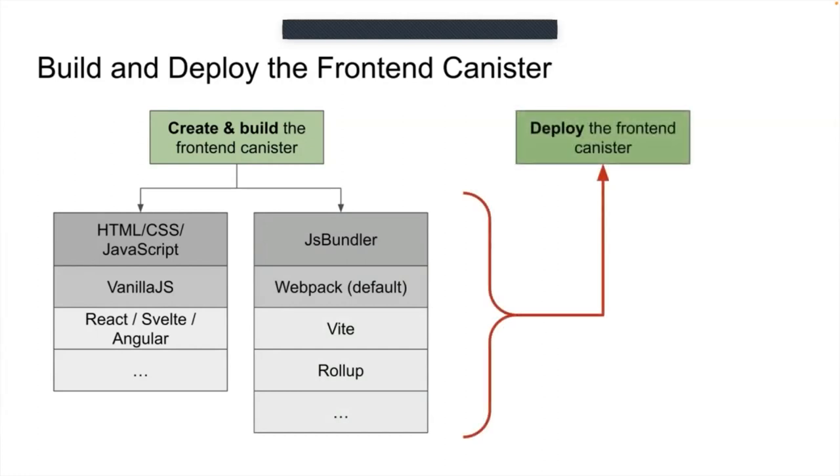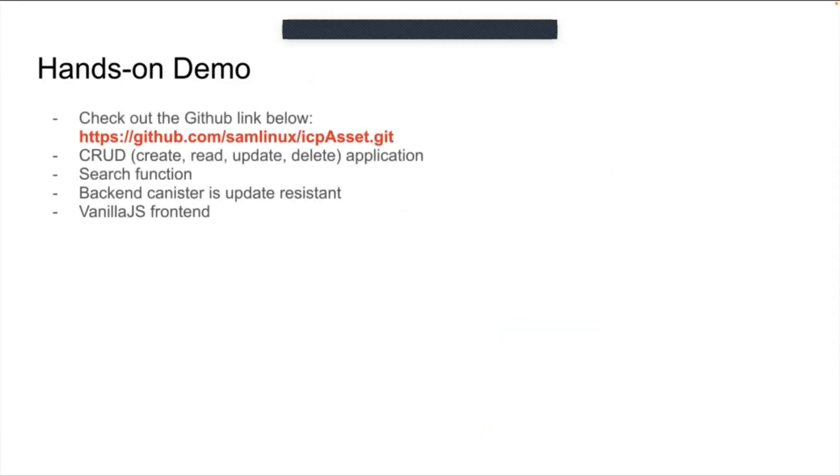Now, we have finally reached the end of this first part of this lecture. Now let's jump into the hands-on example. Before we start with the hands-on example, let me give you a short overview of the example. To make things easy and understandable, I have prepared a GitHub repo and a ready-to-use CRUD application. CRUD stands in this case for create, read, update, and delete functionality. I have also included a simple search function and a prepared Motoko backend canister, which we can use. The frontend is written in Vanilla.js to make it as simple as possible.